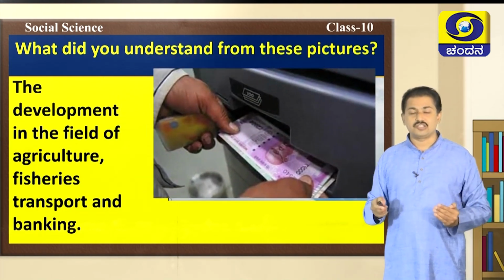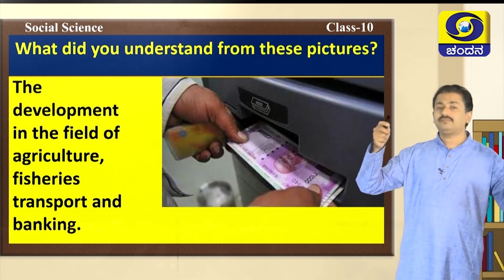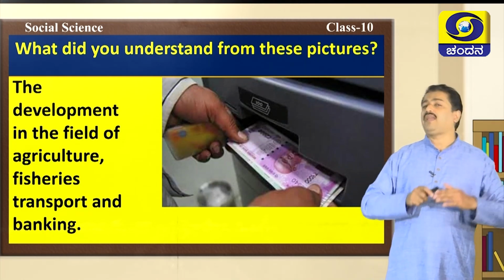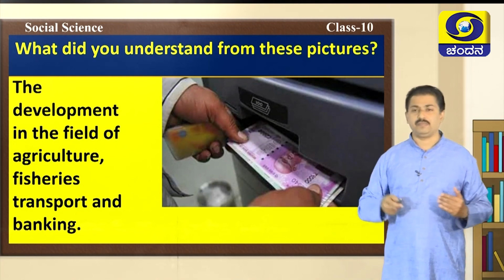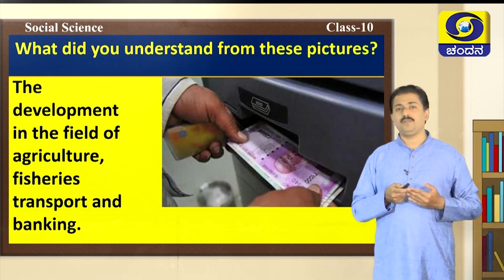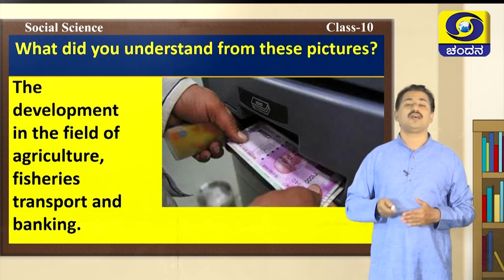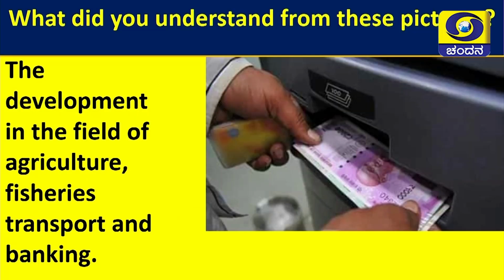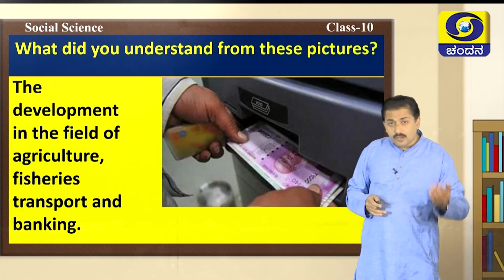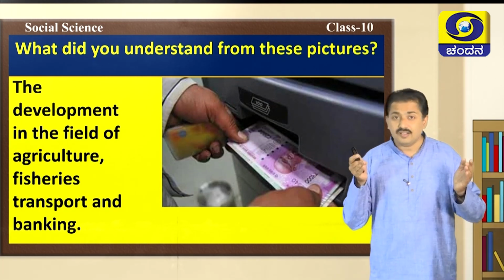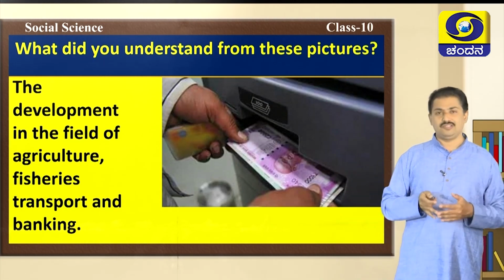So, in agriculture, fisheries, banking and other technology, everywhere you have seen the development. Even in teaching, today we are teaching you online. Technology has helped us a lot. That means, in every field there is development. In every field, with the availability of technology, with the growth of science and technology, there is development. That is what you have understood from these pictures.